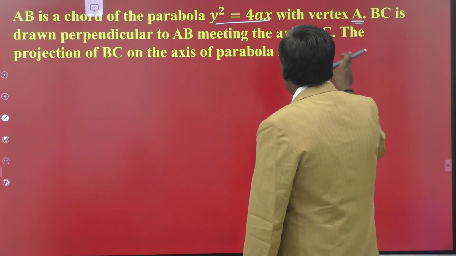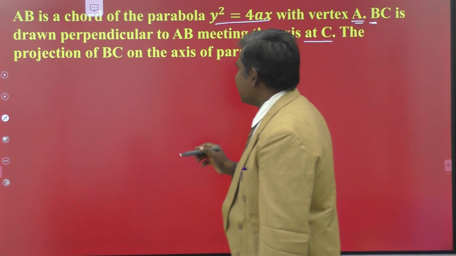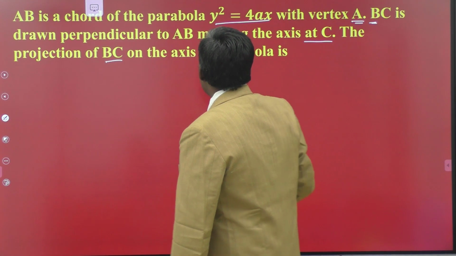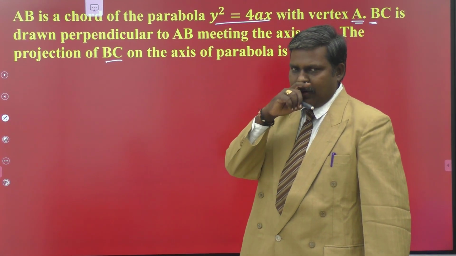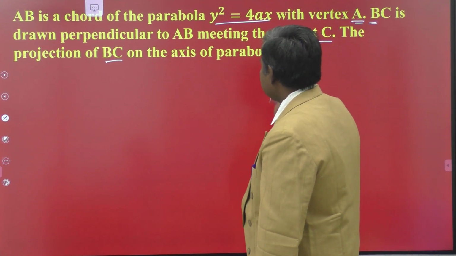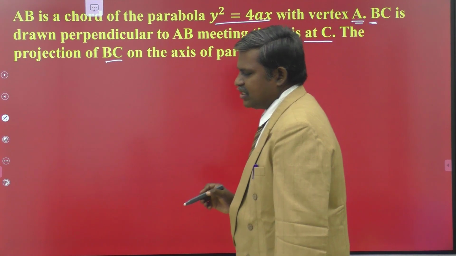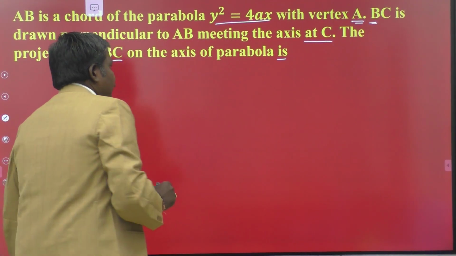BC, that means the perpendicular is drawn at B. The projection of BC on the axis of the parabola is what? We have to find out the projection of BC on the axis of the parabola y square equal to 4ax. That is your question. Let us try to draw the figure.